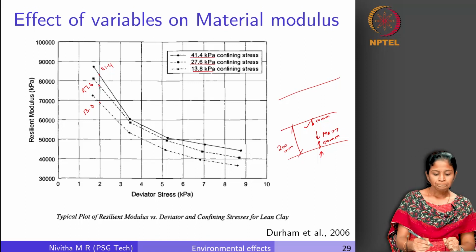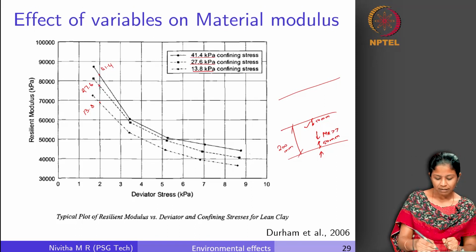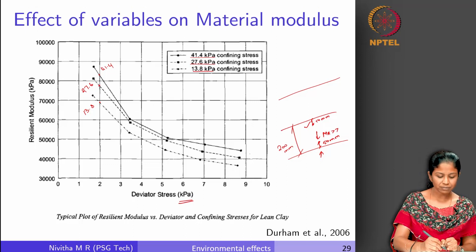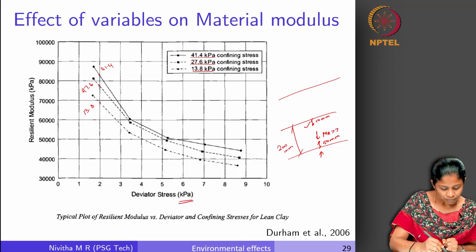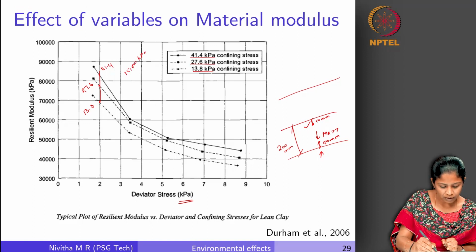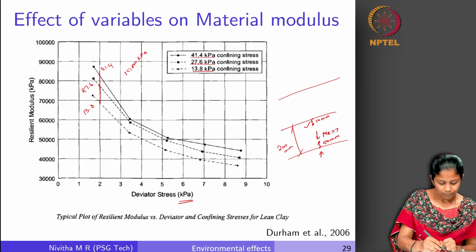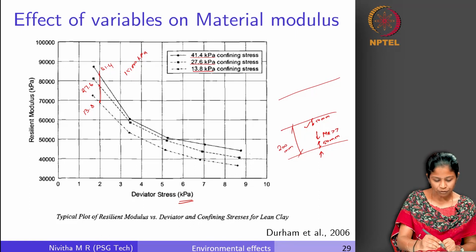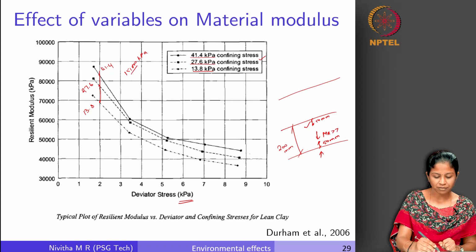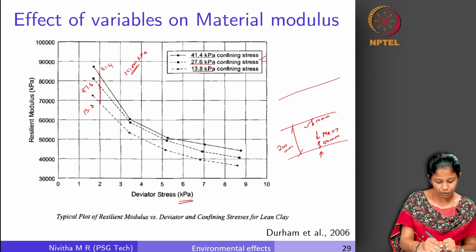You can see here that, compared to the confining stress, the influence of deviator stress is significant. This varies from 13.8 to 27.6 and 41. So, we see about, let me say this is 70,000, this is 85,000, there is about 15,000 kilopascal variation. Whereas if you take, let me assume this to be 15, 25, for 25 units variation in confining pressure, there is a 15,000 kilopascal variation.